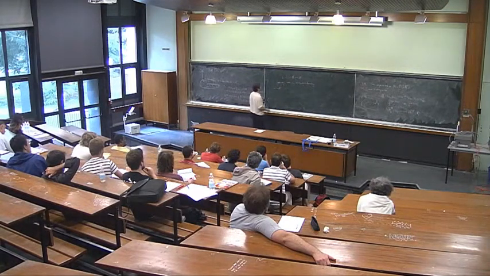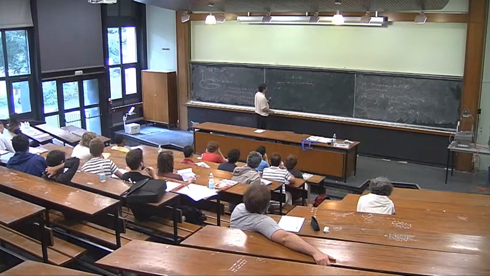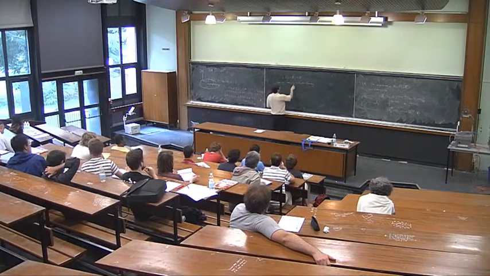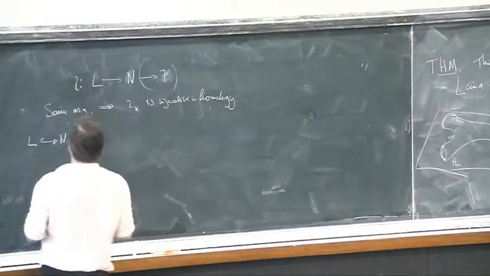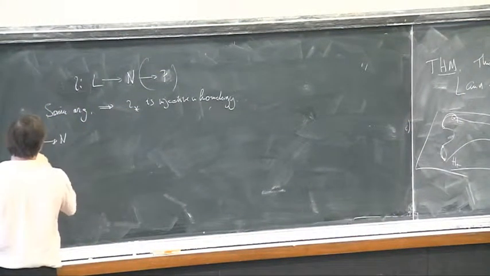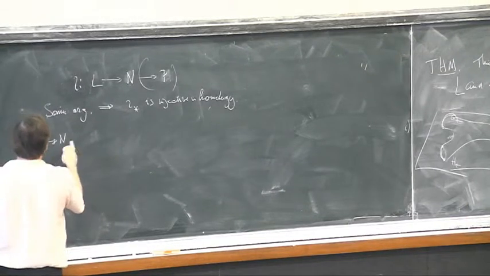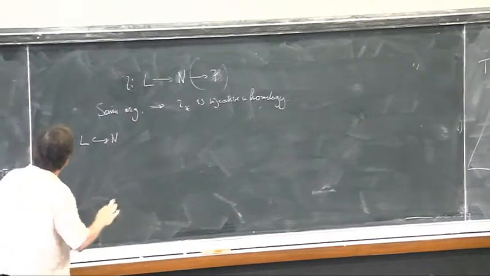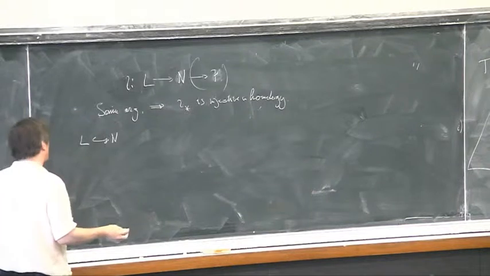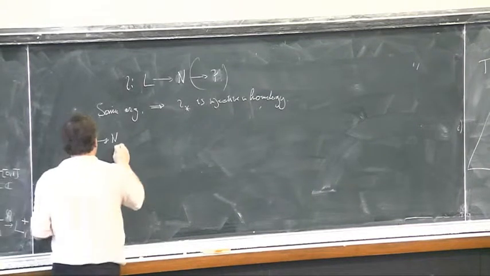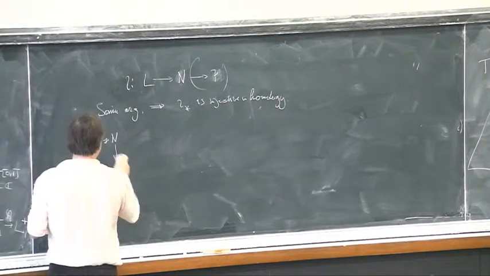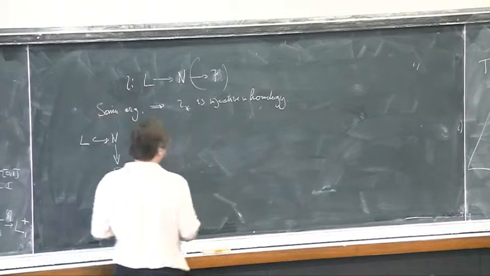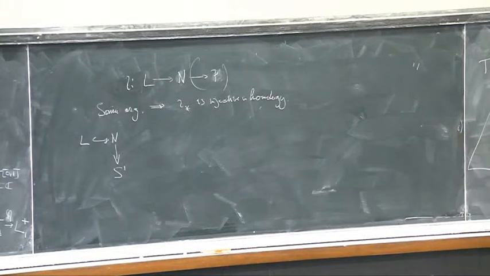Okay, so the same argument shows that iota from L to N is injective in homology. Now you have a fibration, where the fiber is L and the total space is N. Now just forget everything, all symplectic geometry, just concentrate on very simple algebraic topology. So you have this over S1.